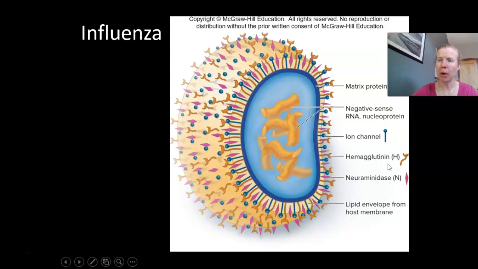classifications here we talked about back when we were just talking about viruses in general are these spikes. So this hemagglutinin spike, the H spike, really helps the virus attach to host cells. The neuraminidase or N spike is important after the virus goes through replication; the N spike helps it release from that host cell.